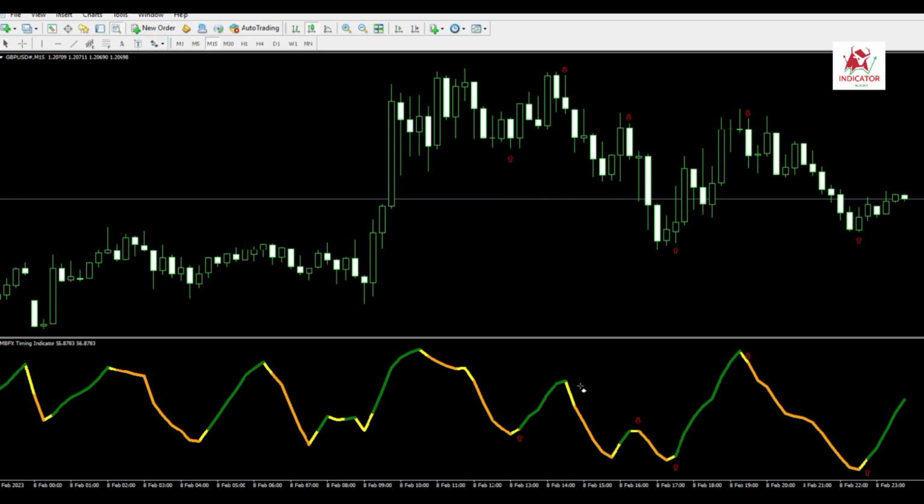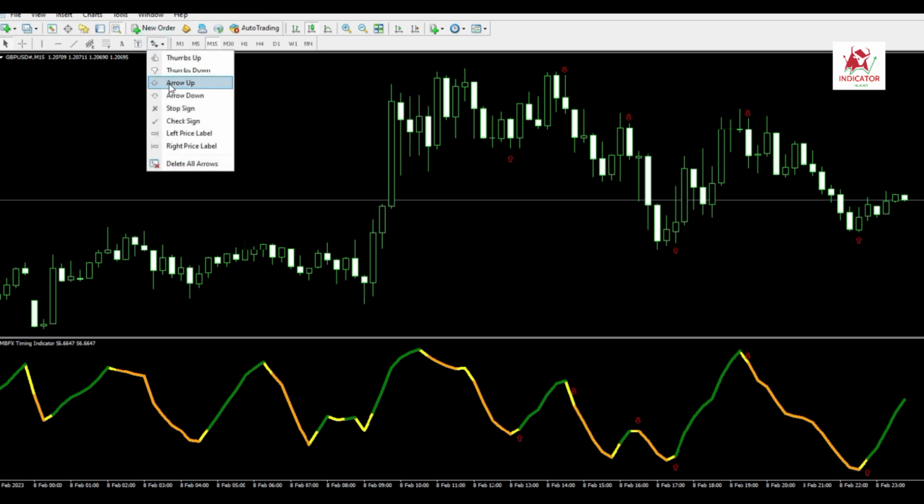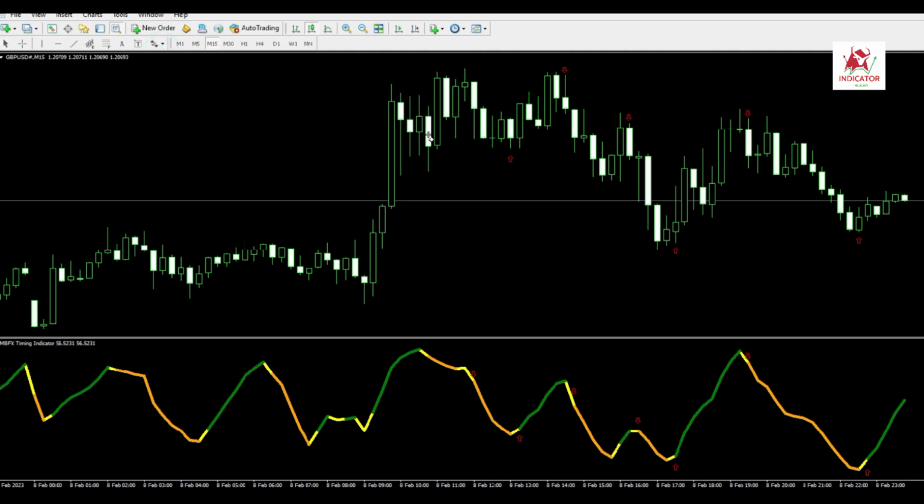Sell signal: place a sell instantly when the oscillator line turns orange. Hold the sell trade until the color changes from orange to green or yellow. Avoid trading, and close all the running trades when the oscillator line turns yellow. This color indicates the retracement period. Wait for a green or orange color to open a new order.